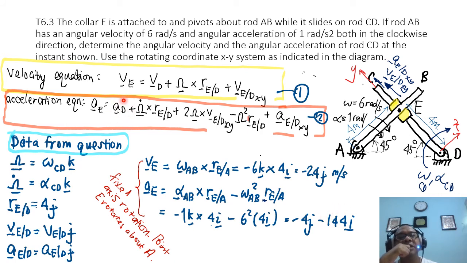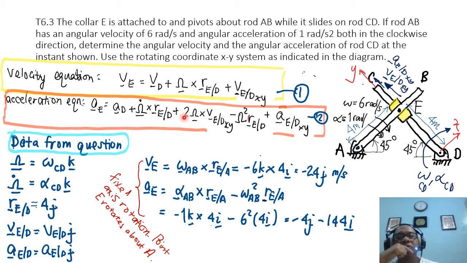Do you know what AD is? AD is the acceleration of the origin of the coordinate system. So we look at the coordinate system, point D doesn't go anywhere, it's fixed to that point, so AD equals 0. Do you know what omega dot is? Omega dot, we don't know what omega dot is. We put here alpha CD, so we replace omega dot with alpha CD K. Do you know the position vector? Yes, it's 4J.